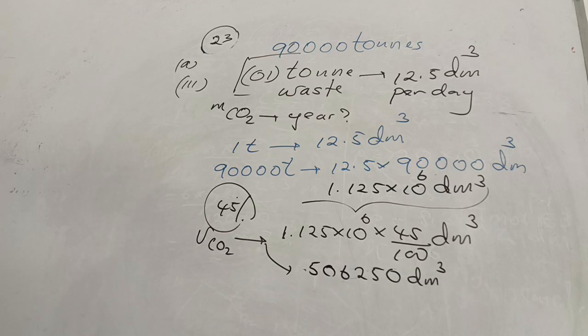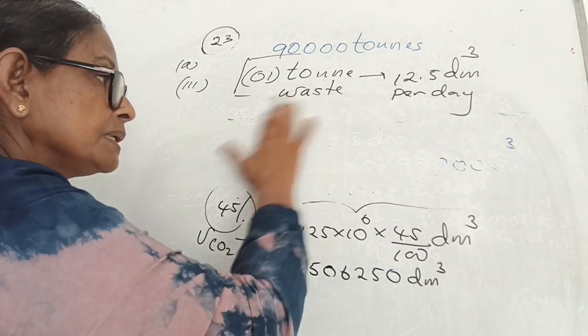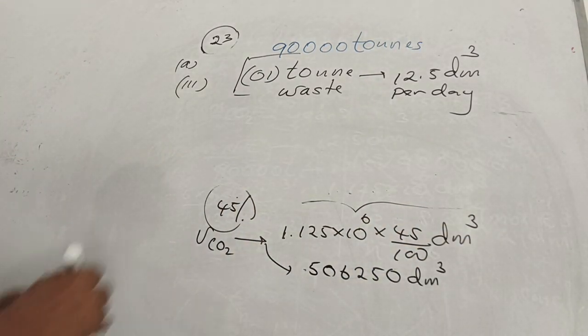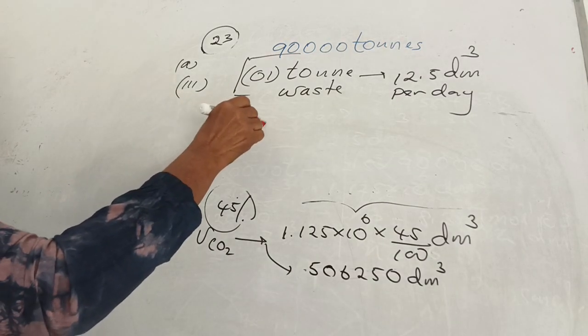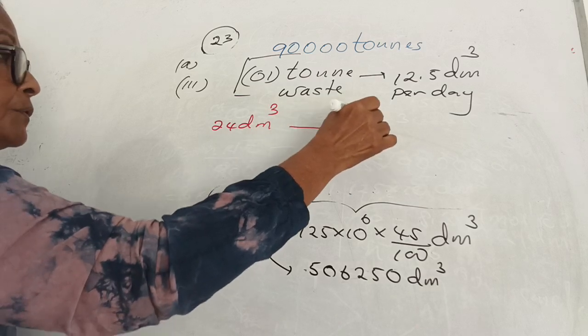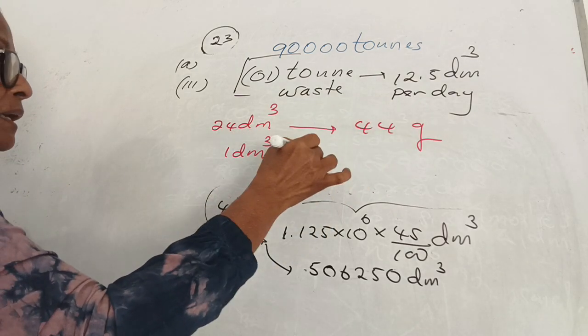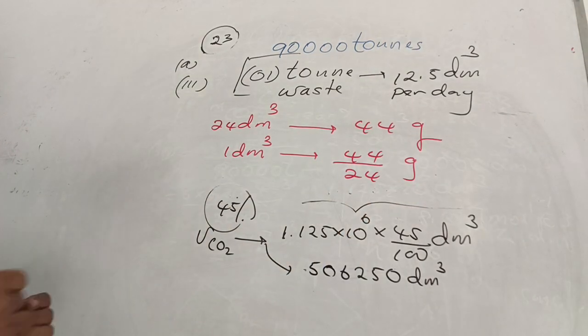When you are referring to decimeter cube, your next part is asking for the mass of carbon dioxide. 1 mole of carbon dioxide occupies 24 decimeter cube, and 24 decimeter cube of carbon dioxide has a mass of 44 grams. So 1 decimeter cube has a mass of 44 divided by 24 grams.